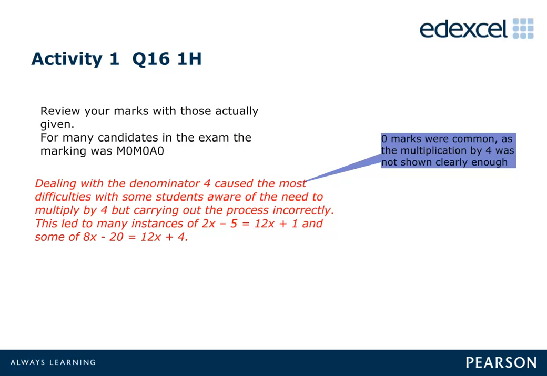Question 16 on 1H. From the Principal Examiner's Paper 1H report. Dealing with the denominator 4 caused the most difficulties, with some students aware of the need to multiply by 4, but carrying out the process incorrectly. This led to many instances of 2x minus 5 equals 12x plus 1, and some of 8x minus 20 equals 12x plus 4. So 0 marks were common, as candidates could not really get started correctly.